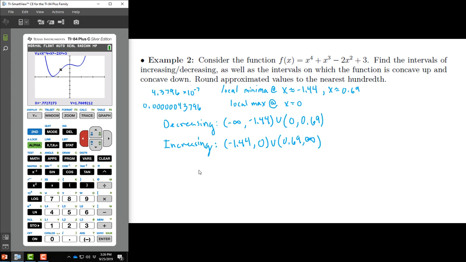So it looks like we have an inflection at negative 0.77. Sorry, I should say x is approximately equal to negative 0.77. And then we clearly have one over here somewhere.